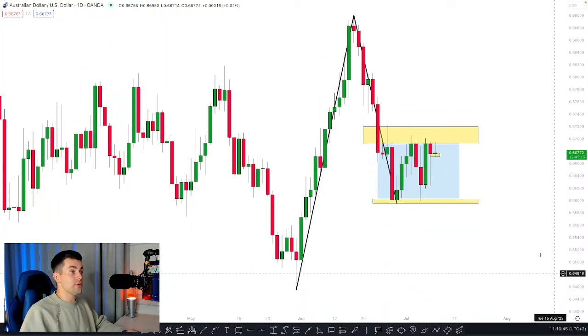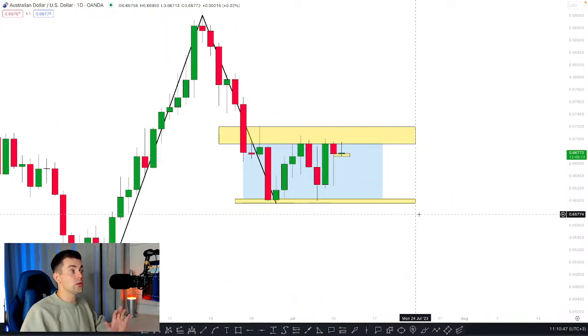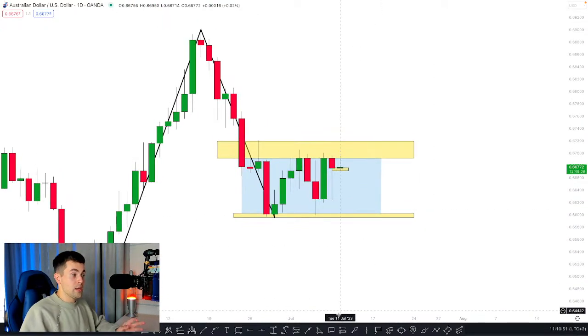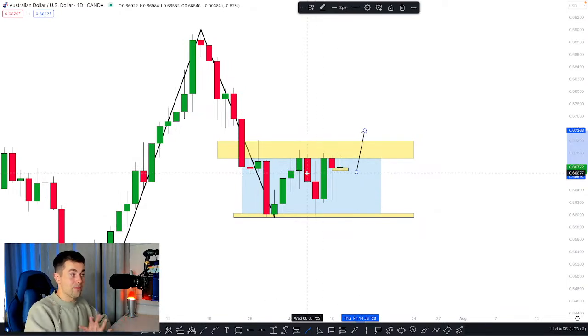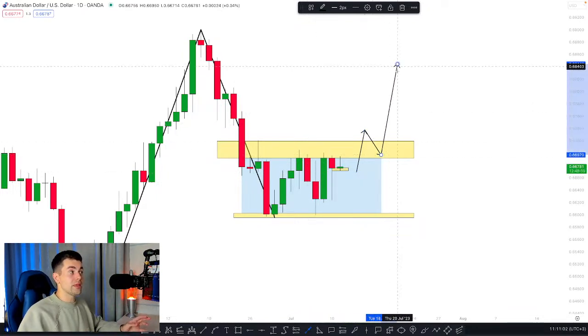Alternatively, remember that you can also trade the breakout of the boundaries of the range. So if the daily candle closes above the resistance of the range, it will be a very strong bullish signal. It will be the signal that the pair will most likely keep growing.